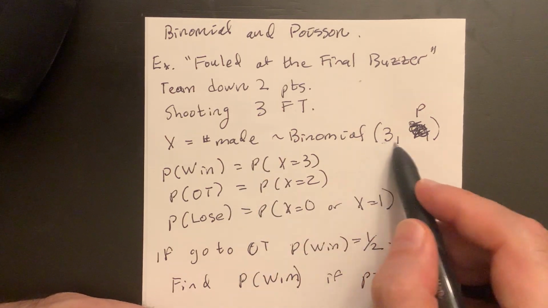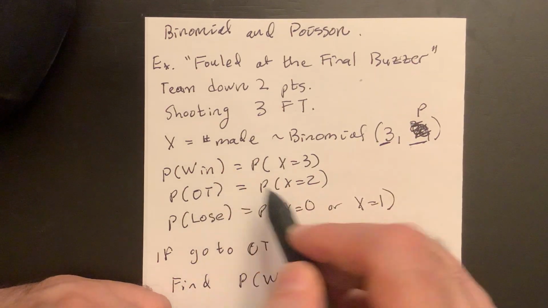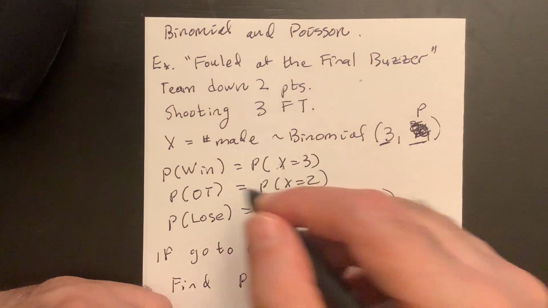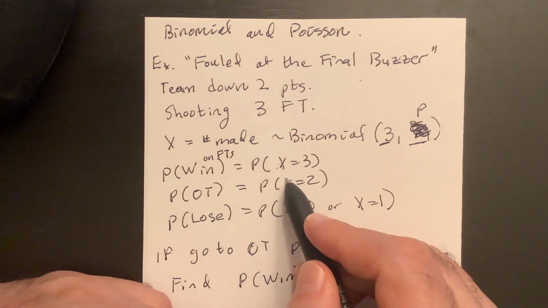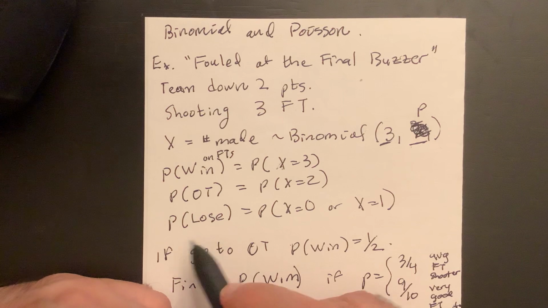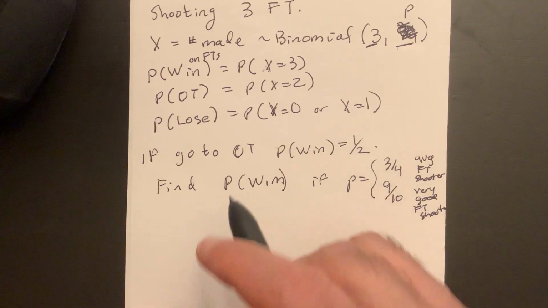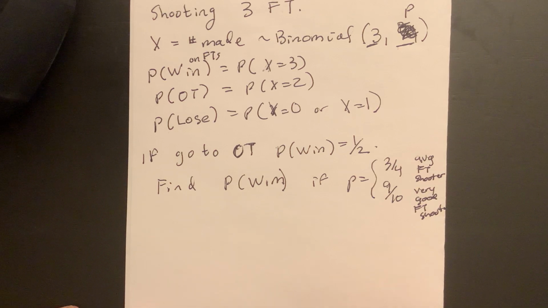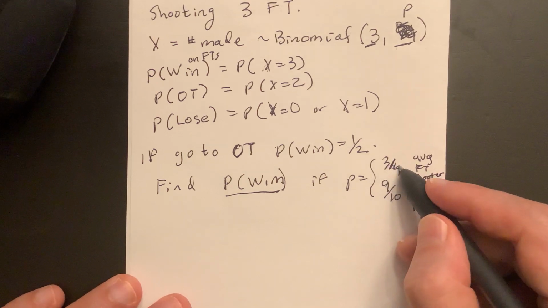They have three trials, and the probability of making a shot on each trial is p. Then the probability they win on the foul shots is the probability x equals 3. Probability they go into OT on the free throws is if they make exactly 2 of the 3 shots. And probability they lose is if they don't make any or they make 1. And the additional consideration is that if they go to OT, then the probability they win is a half, because they play another 5 minutes and say they have a half chance to win then. So we want to know the probability they win overall under these two different situations.